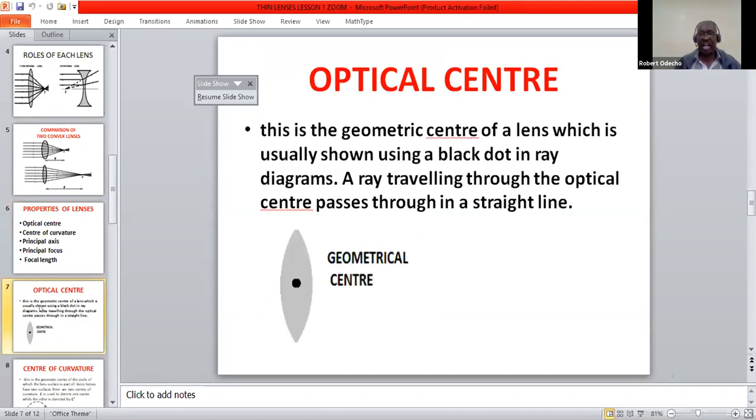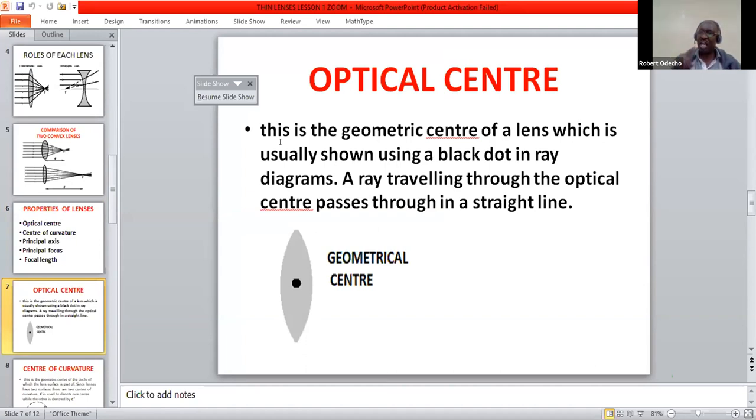Optical center. You can see on a small diagram here, I have an example of a convex lens. Now, optical center is the geometrical center of a lens. I want you to understand now mathematics, geometrical center. In Form 2, we were trying to get center of gravity. Do you remember how we were getting center of gravity?